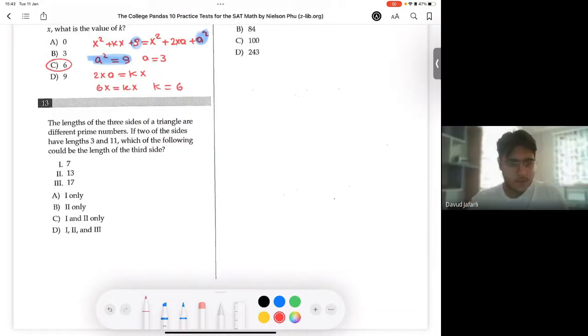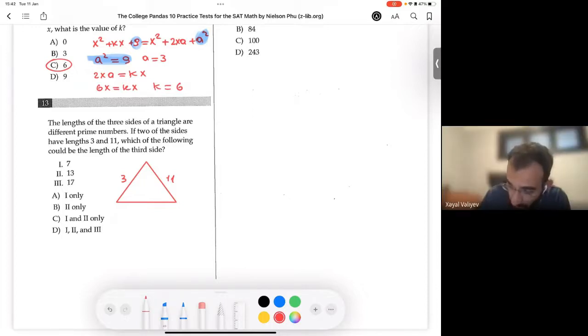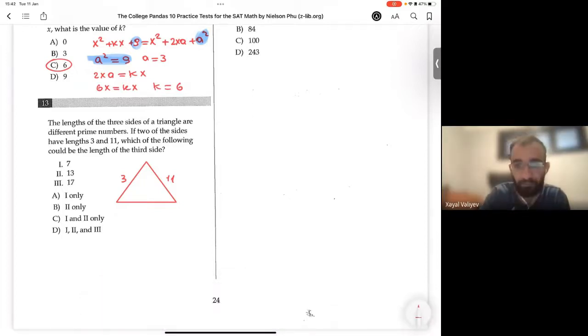13. The lengths of three sides of a triangle are different prime numbers. If two of the sides have length 3 and 11, which of the following could be the length of the third side? That's a triangle inequality. So what was the case? If I have a triangle.